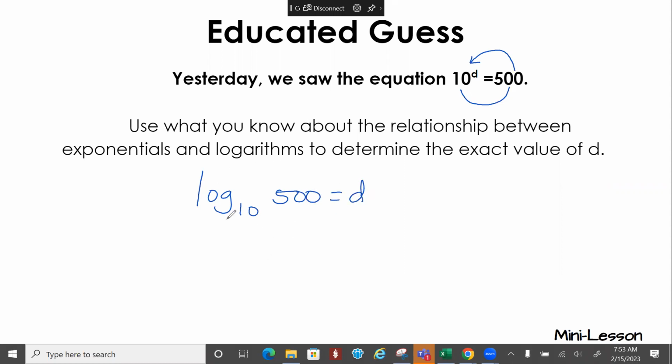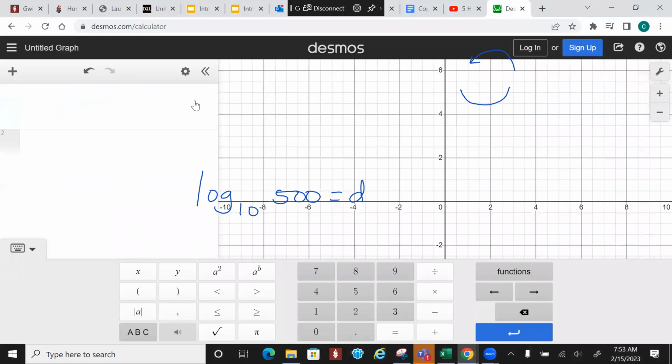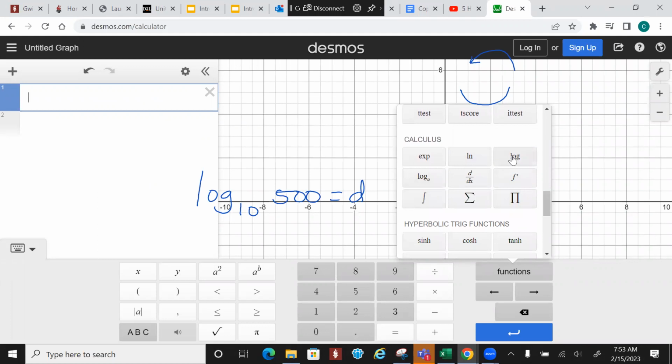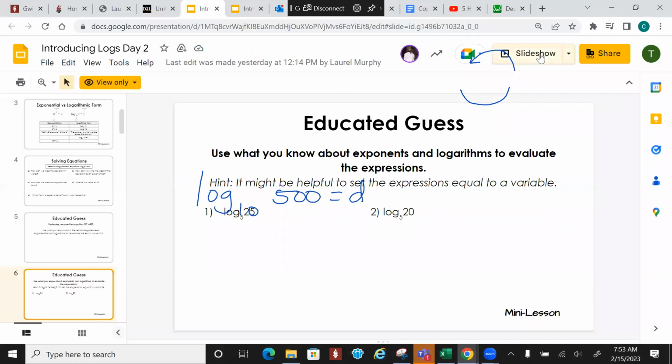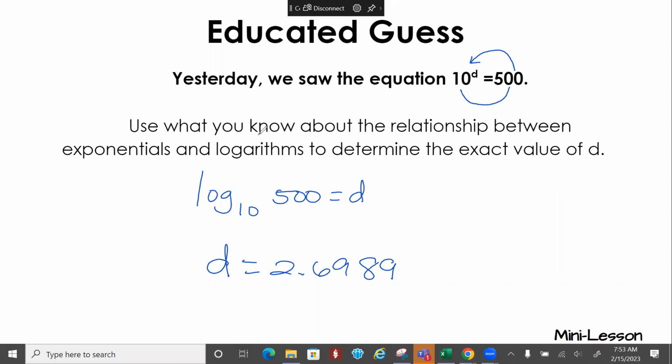Now I'm going to take this and plug it into Desmos. We're going to go to functions. We're going to go down to logs. And this time we're going to hit this button because we're in base 10. We're going to say log of 500, and that is roughly 2.6989. So B equals 2.6989. Ta-da!